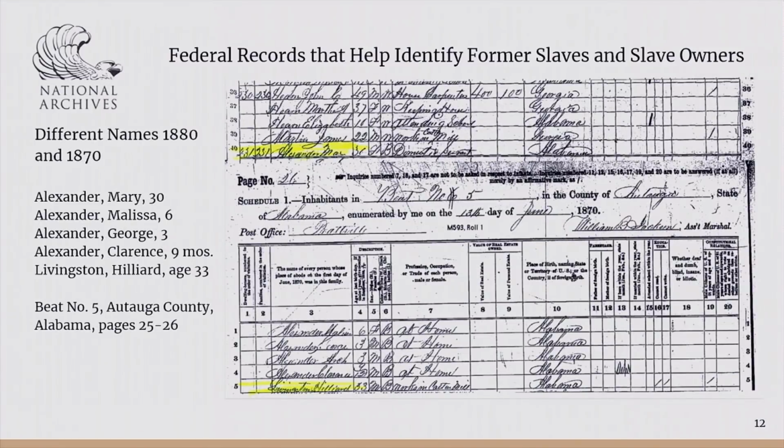Go back to 1870, and you have Mary Alexander with children Melissa, George, and Clarence. Hilliard Livingston, the dad of 1880, is listed under his surname, Livingston. Why the Alexanders are listed as Alexander instead of Livingston, I don't know. Was it a second marriage for Mary Alexander? I don't know. Did they have different owners during slave times? I don't know. But it's important to recognize that names were not necessarily fixed, that they were fluid, and sometimes people flip back and forth between different names.